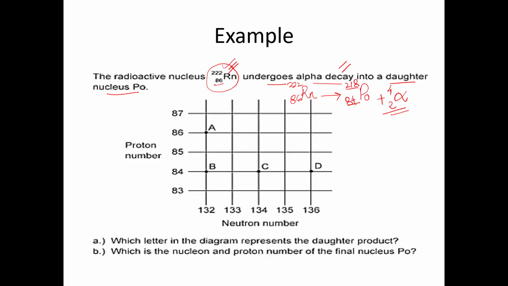Now in this question, it is asking which letter is showing the daughter product, that is, which letter is showing PO. If I look at the proton number, it is 84, and how do we find the number of neutrons? We subtract 84 from 218. So can anyone tell me the subtraction of 218 minus 84? Yes, it will be equivalent to 134. So we look for the letter showing 84 as the proton number and 134 as the neutron number. So what is that letter? That letter is C. So the answer of the first part is going to be C.